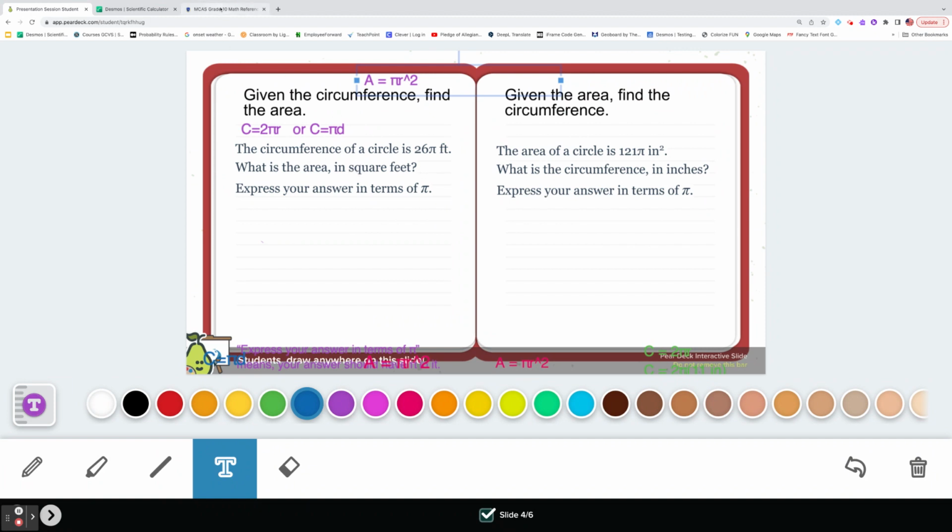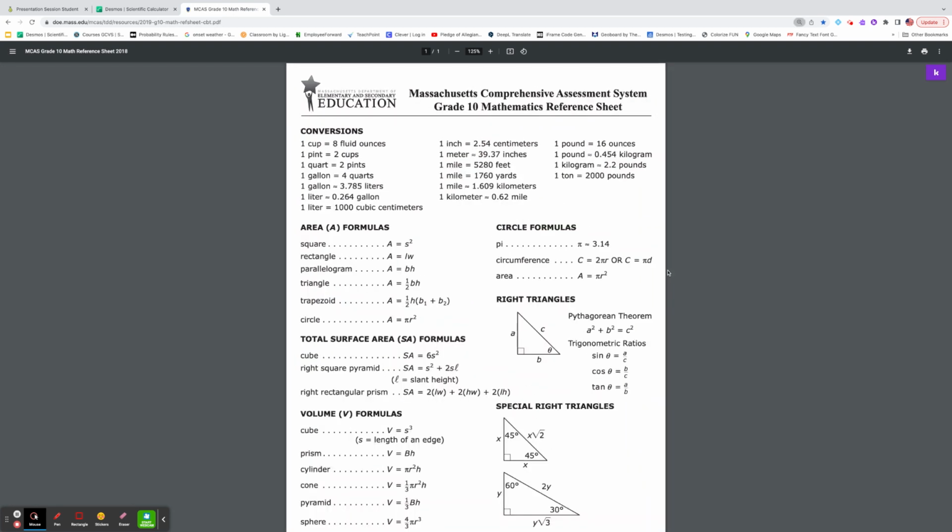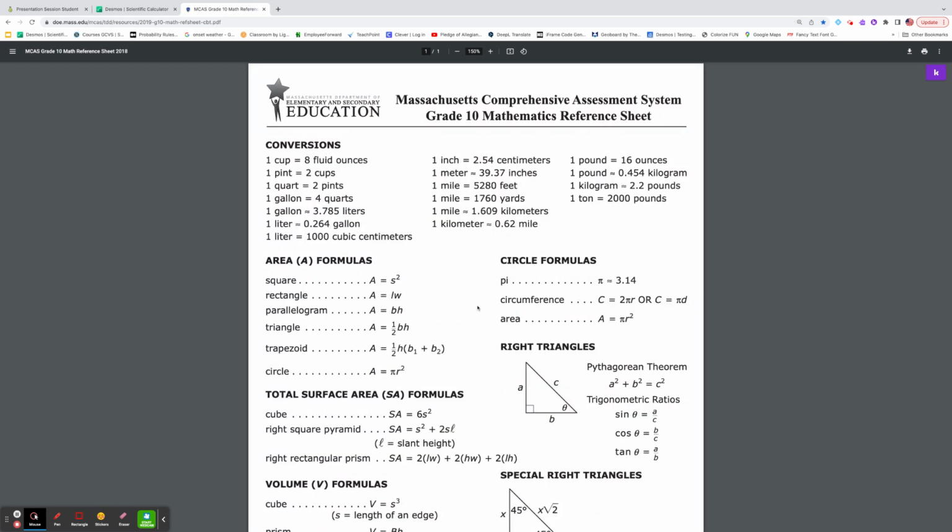So what we're going to do is use your grade 10 math MCAS reference sheet. And we're going to look for the formula for circumference. There it is, C equals 2 pi r or C equals pi d. Either one of those formulas is valid. The formula for the area of a circle is pi r squared. These go back to earlier grades.